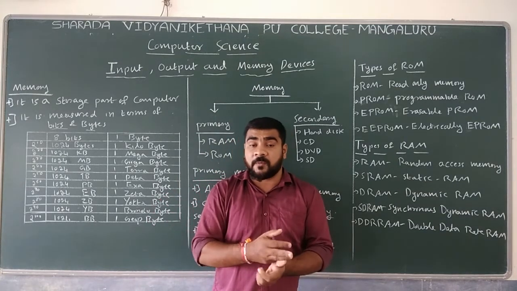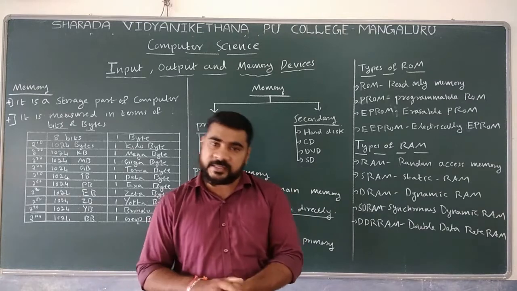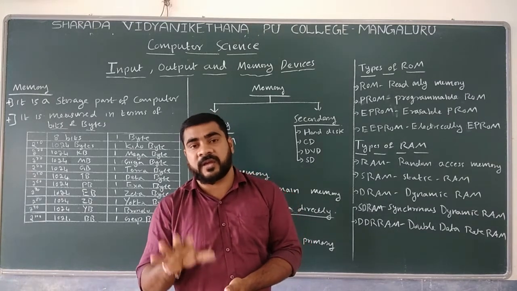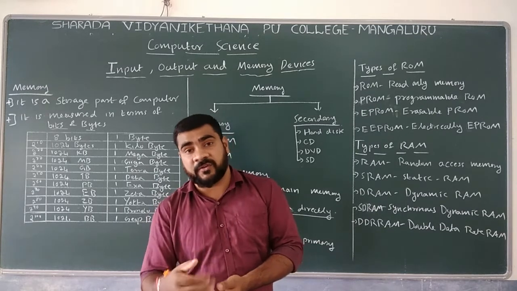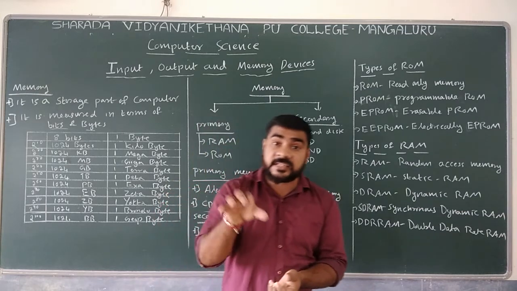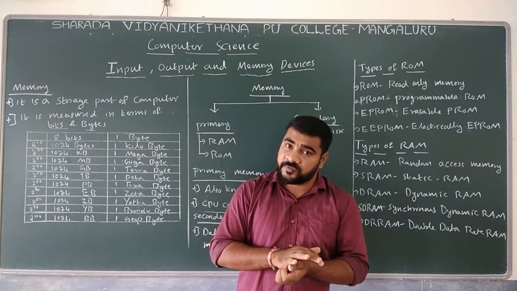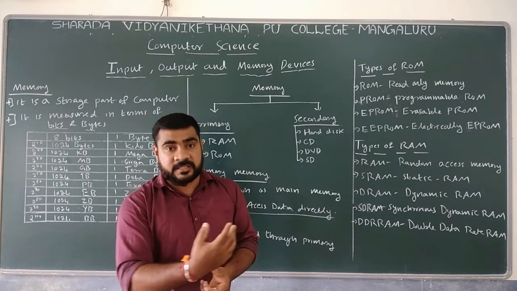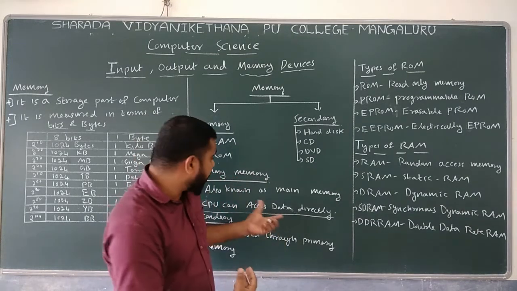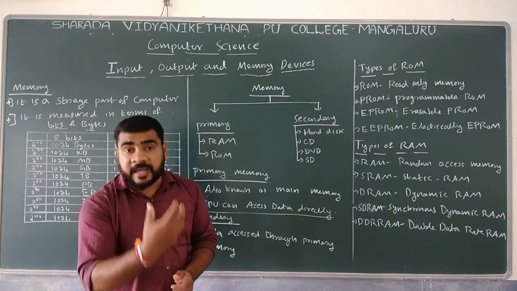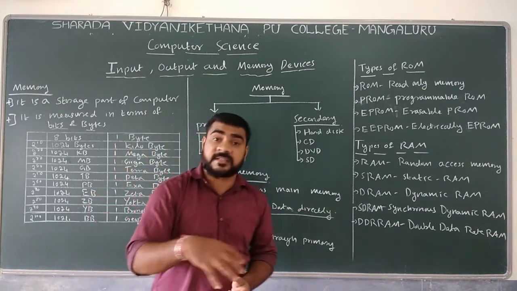To perform the operations, data is required, so data should be present in the CPU. Only then is it possible to perform the operations. So when you access the primary memories, the CPU can directly access them. Primary memory can be directly accessed by the CPU.